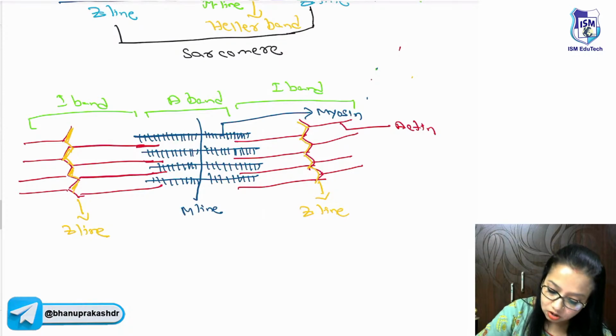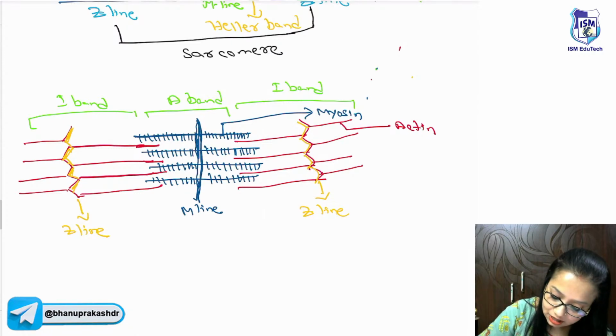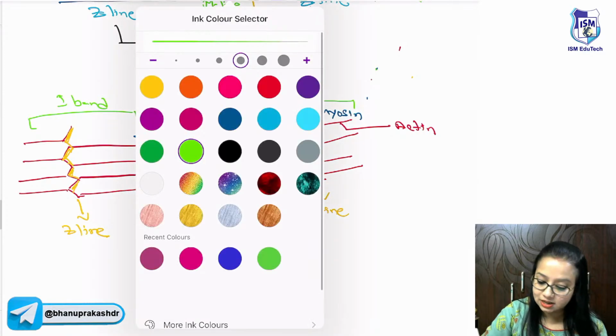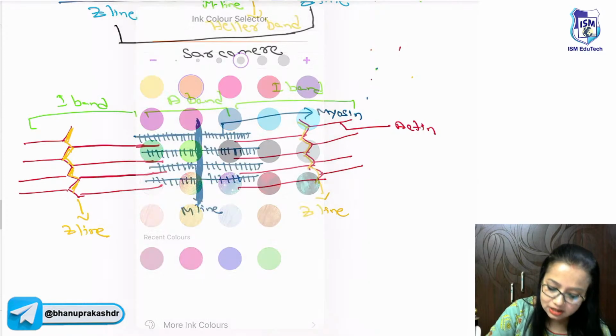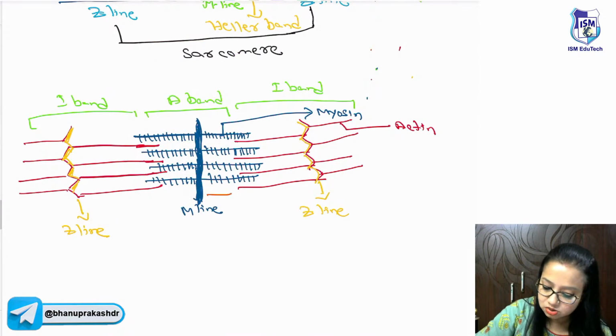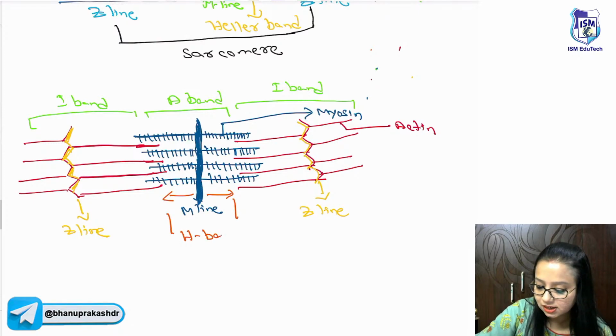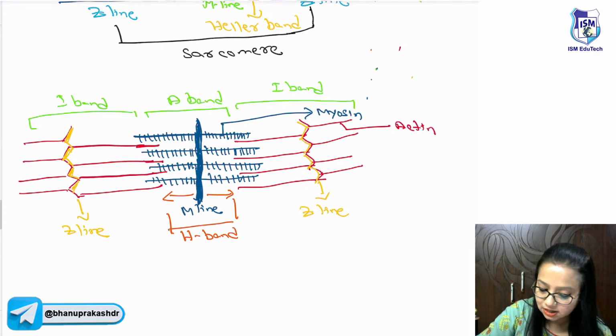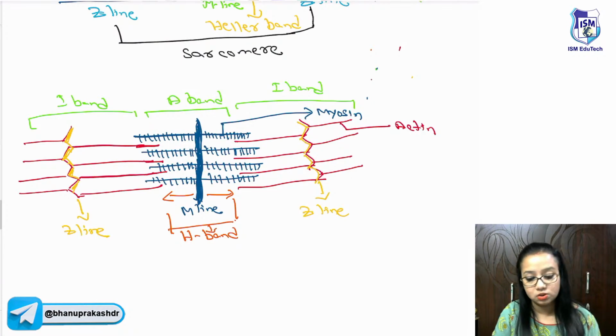But again, on either side of the M line, what do we see? We see a relatively lesser dark region. So this slightly lesser dark region is the H band or the Heller band.